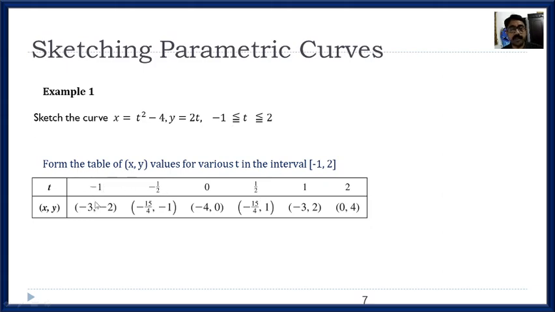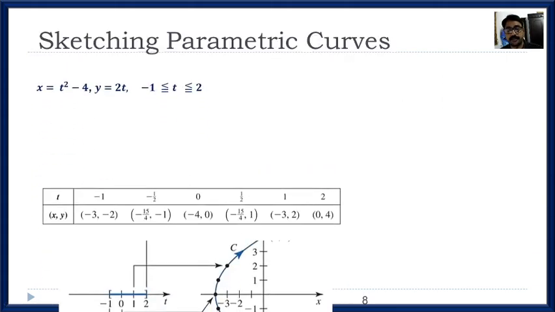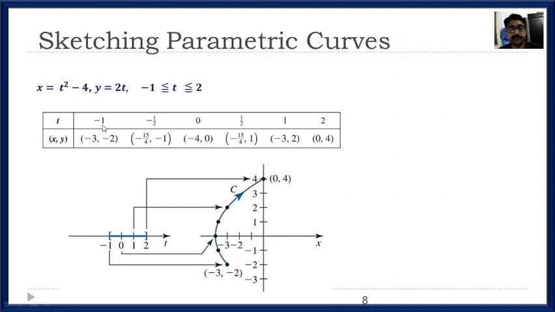Okay. So now, having these points, the next procedure is, by selecting a suitable scale in the Cartesian coordinate system, plot the points (minus 3, minus 2), (minus 2.25, minus 1), etc. on a plane like this. Here, corresponding to t equal to minus 1, we have (minus 3, minus 2). Plot the point (minus 3, minus 2) here. Similarly, corresponding to t equal to minus 1/2, we have this point. Plot this. So, similarly, plot all these points. Then freehand, you just draw a smooth curve like this. So, that represents the parametric curve represented by the equation x is equal to t squared minus 4, y is equal to 2t.